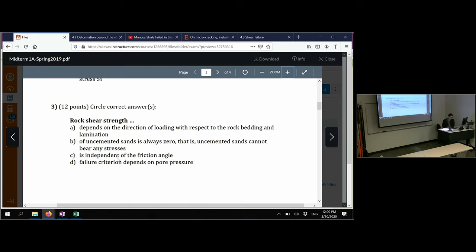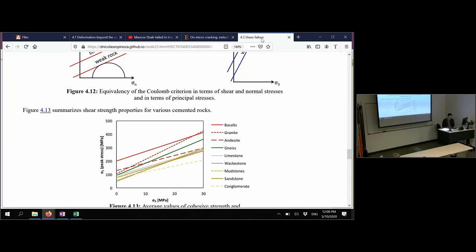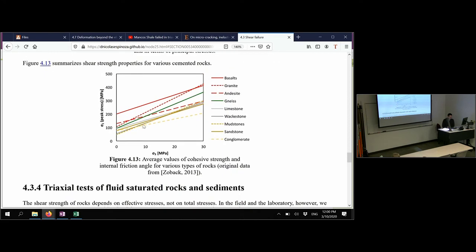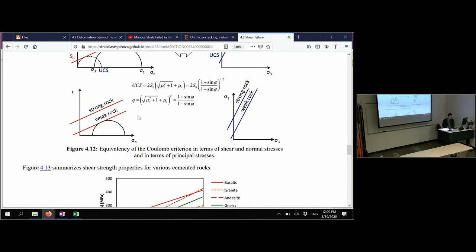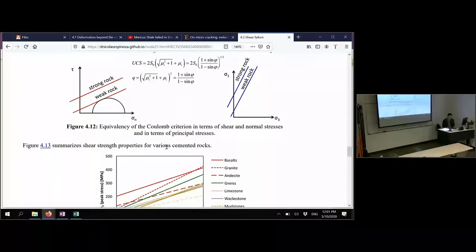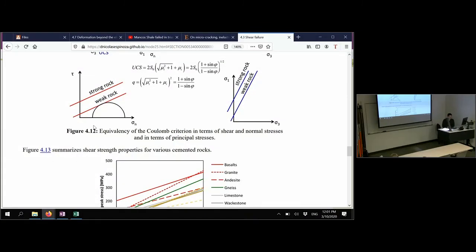Number 3 says rock shear strength is independent of the friction angle. And that's not true, because we know, and we have seen this here before, that the bigger the friction angle, the steeper this line is going to be, and the steeper this line is, the stronger the rock is going to be. So you need 2 parameters for strength, the intercept and the slope. The bigger the intercept, the stronger the rock. The bigger the slope, the stronger the rock too.